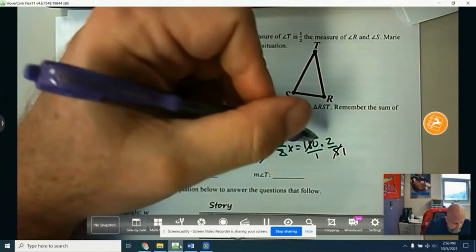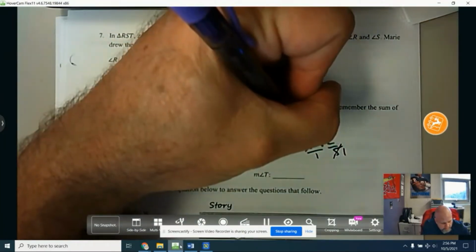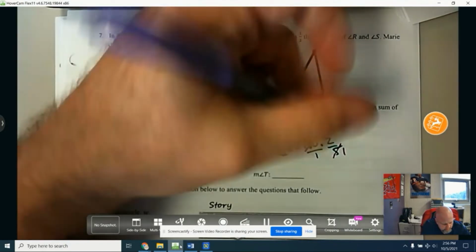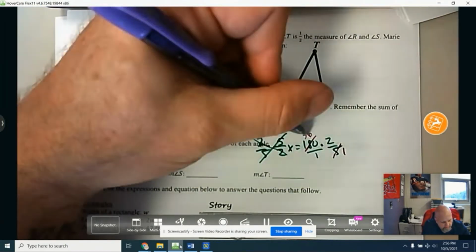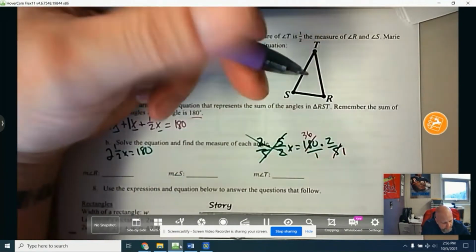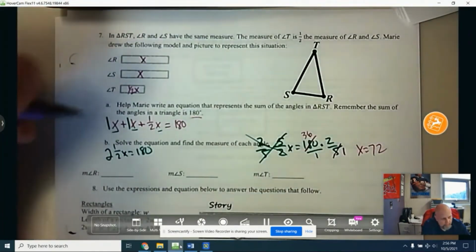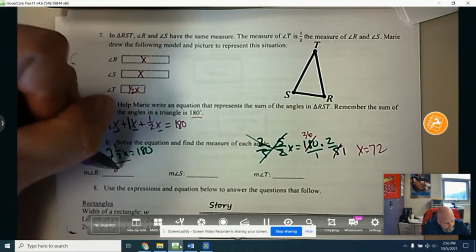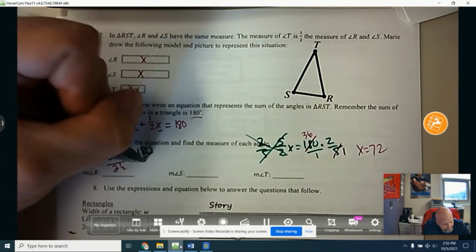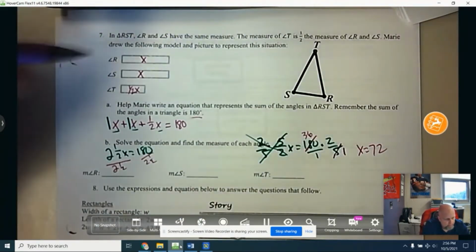Okay, so 5 goes into 180. In this case, I believe it's going to be 36. Okay, so now I take 36 times 2, and I get 72. So x is equal to 72. Now, I could have come up with the same answer just by dividing by 2 1/2 here. And you'll still get x equals 72.